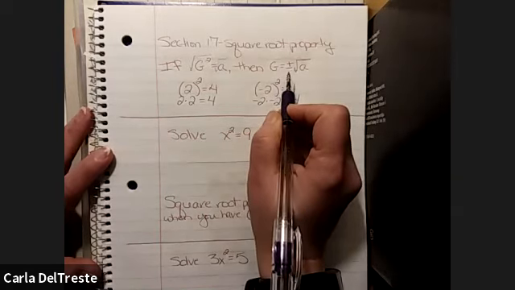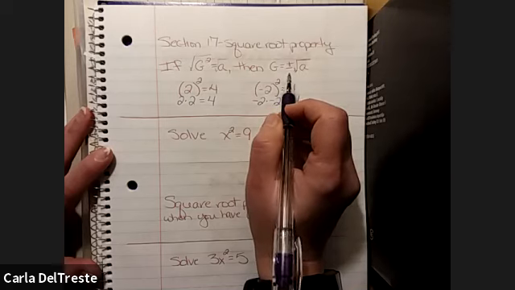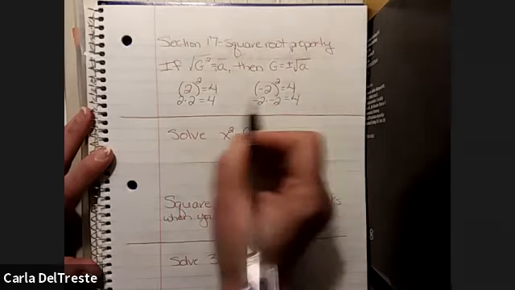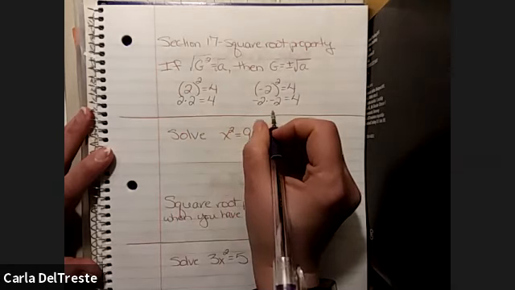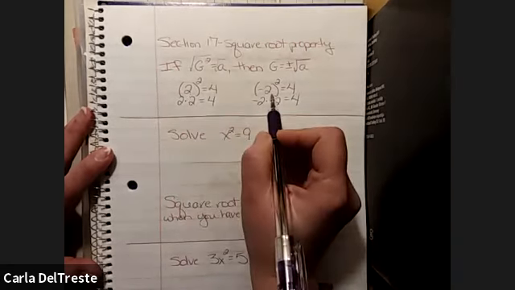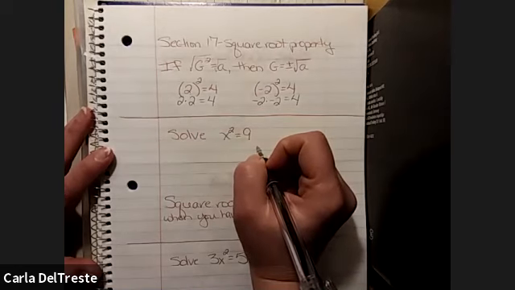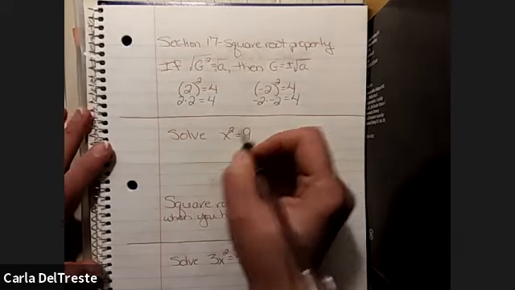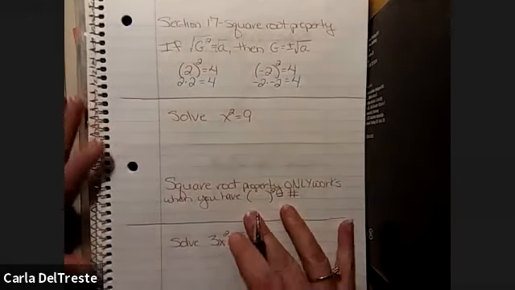So I have to make sure to always include that plus minus option, because I don't know which root I want. I don't know if it's going to be the positive or the negative. So I have to make sure that I account for both. Let's see if we can put this into practice.